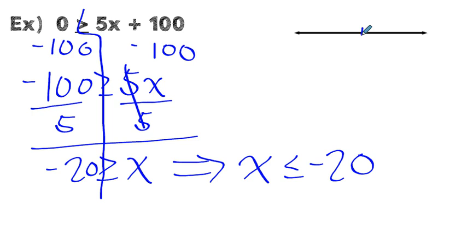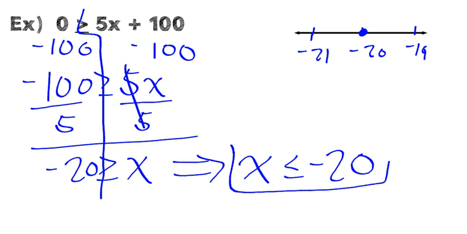So -20 in the middle. Again, negative, so -19 could be to the right, and -21 could be over on the left. This time I've got a closed circle because it's an or equal to, and then I want to shade the way that it points because I moved it to this good form, so I would shade to the left, the same way the inequality points.